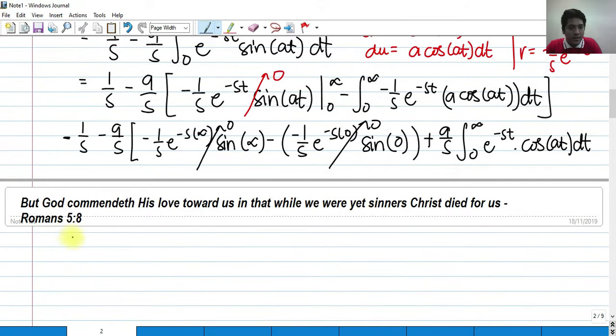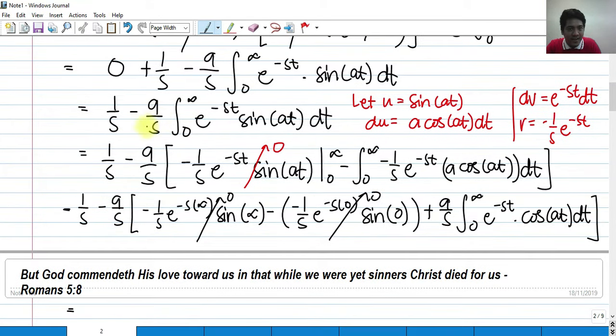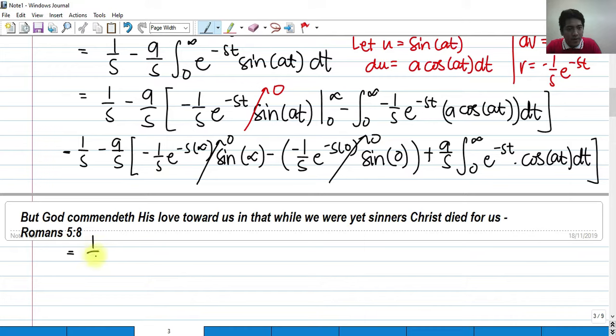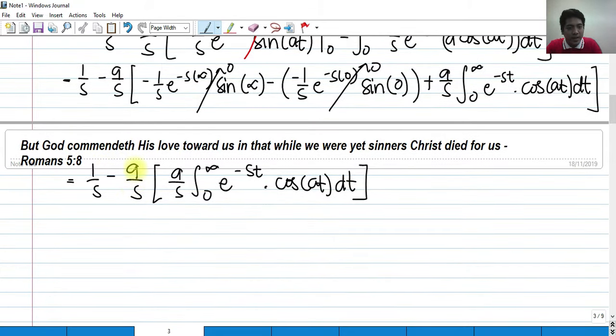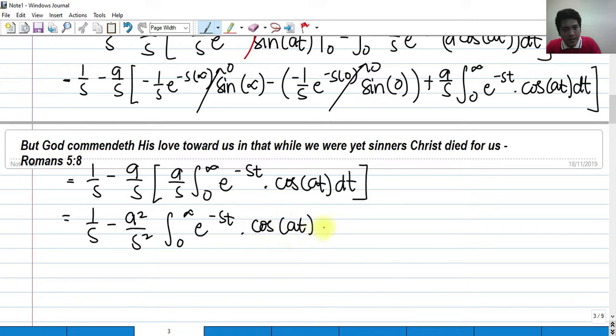And if I'm going to rewrite this to make it clear, this whole equation of uv minus integral v du is multiplied by a over s here, just like in our equation here. So we have 1 over s minus a over s, so this is 0 minus 0, plus a over s integral from 0 to infinity of negative e raised to negative st cosine of at dt. I can distribute this a over s, multiplying inside. So we have 1 over s minus a squared over s squared, the integral from 0 to infinity of e raised to negative st cosine of at dt.